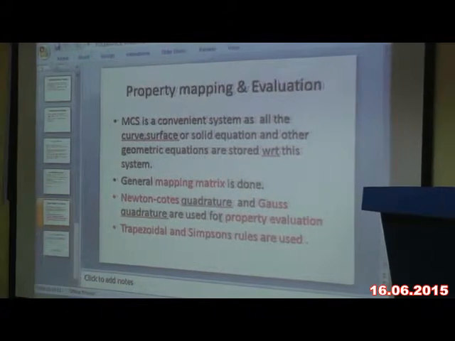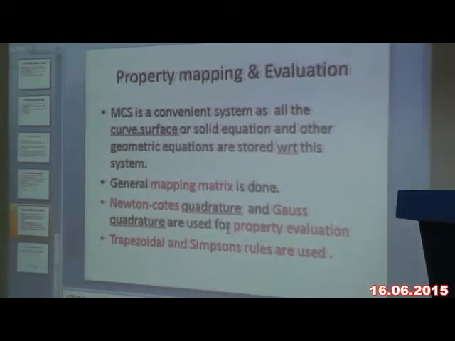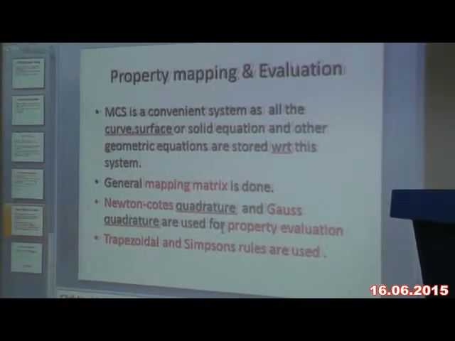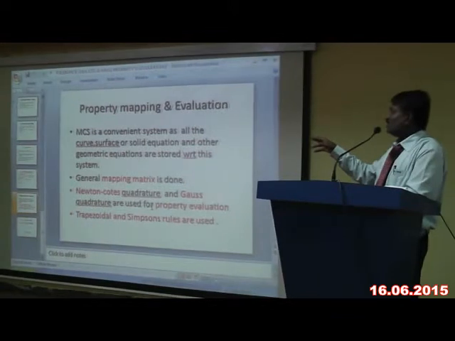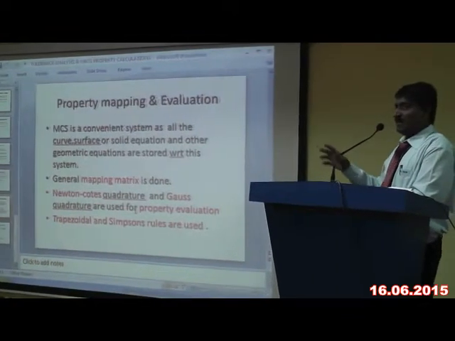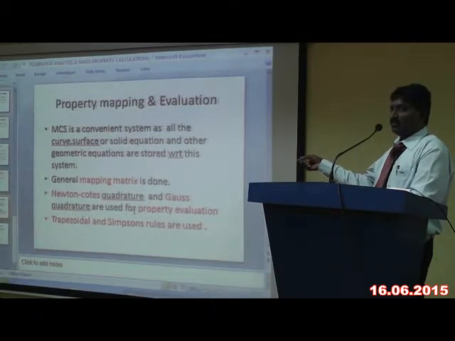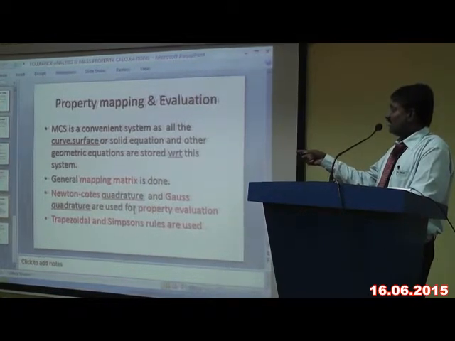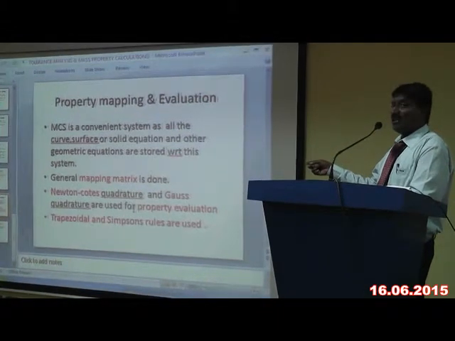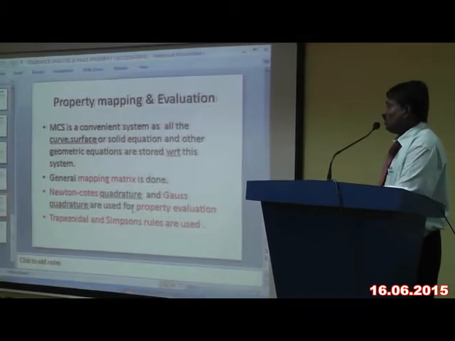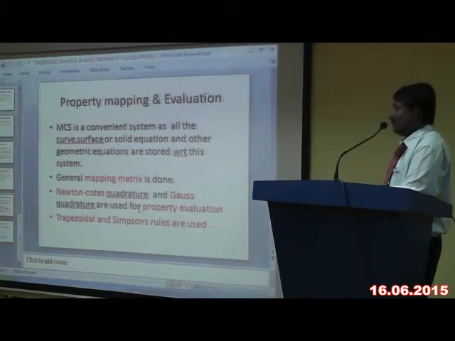Property mapping and evaluation is a continuous system, as all the curve, surface or solid equations and other geometric equations are stored with respect to the system. General mapping matrix is done. Newton Cotes quadrature is not very good. Newton Cotes quadrature and Gauss quadrature are used for mass property evaluation. This will help you out.